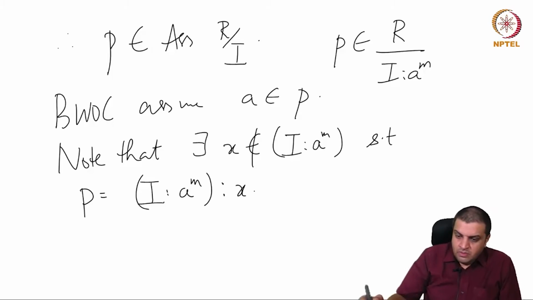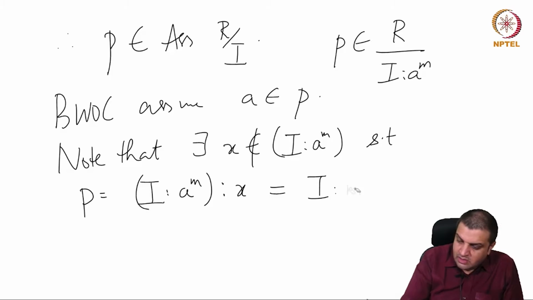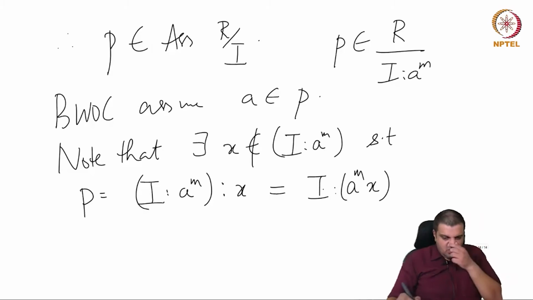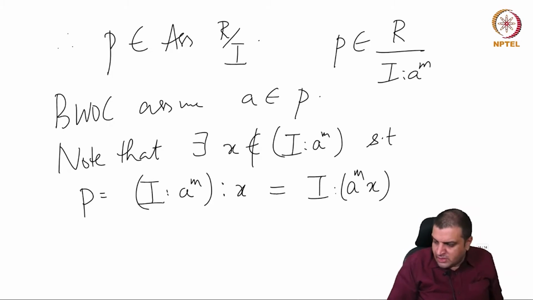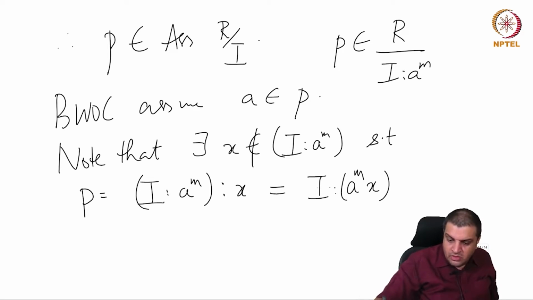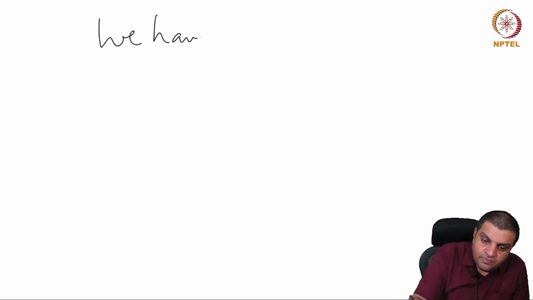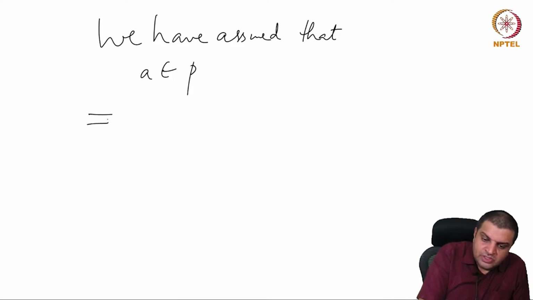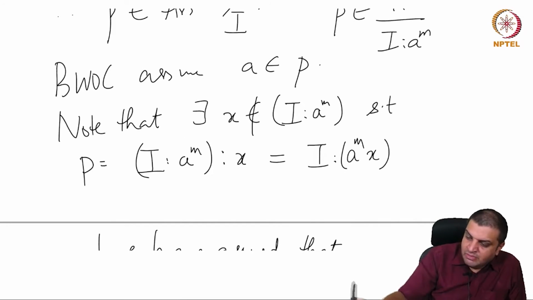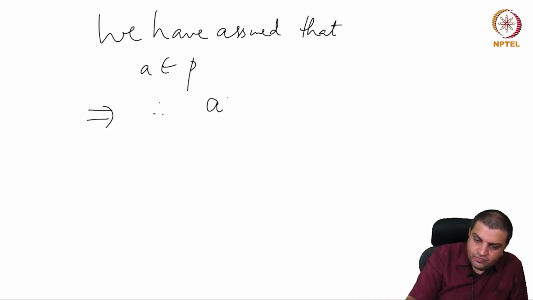Okay. But what does this say? What is I colon A^m colon x? This is just I colon A^m x. This is a property about colon ideals, not just principal ideals here, any ideal, which you will work out in the exercises. So we have this P is I colon A^m x, but we have assumed that A is inside P, which now implies from here that A to the m times x is inside I.